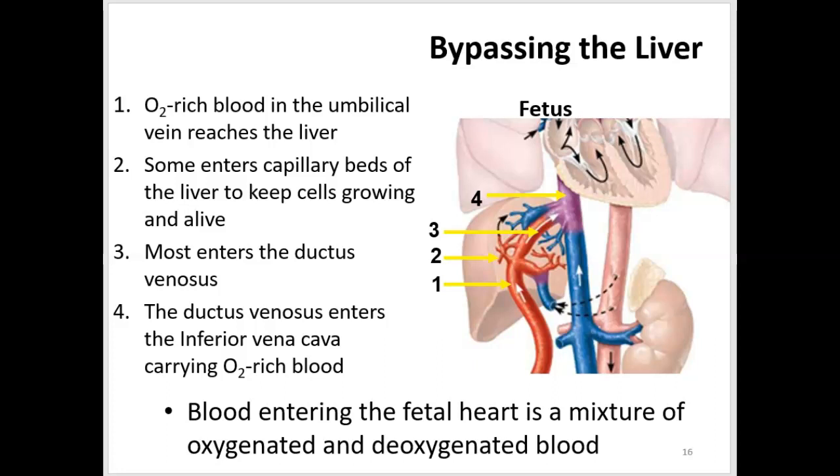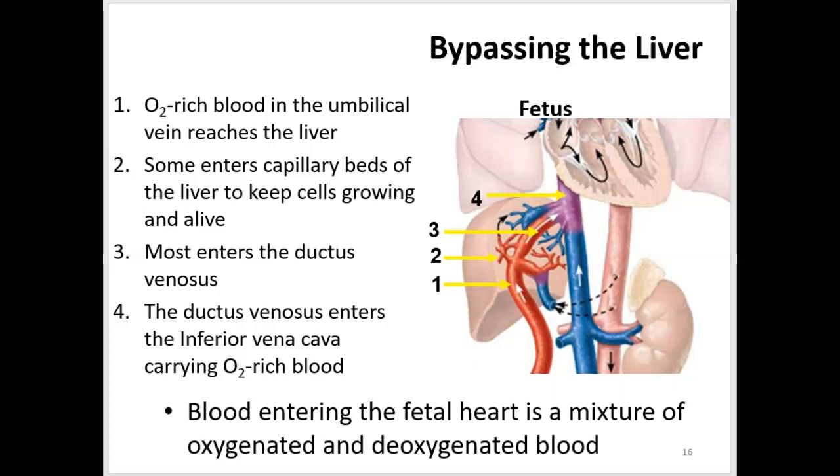The way the ductus venosus works is shown in this diagram. Number 1 labels the umbilical vein, which is carrying oxygen-rich blood. Number 2 labels some branches of this vein that form capillary beds within the liver. Blood flows into these capillary beds to allow liver cells to receive oxygen and nutrient-rich blood for its further development. But number 3 labels the larger ductus venosus, into which most of the umbilical vein's blood will flow.